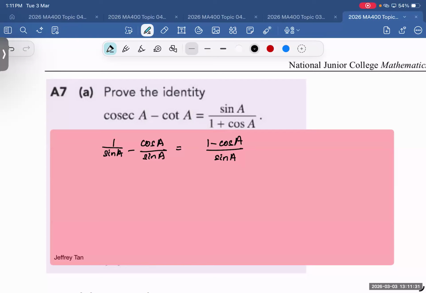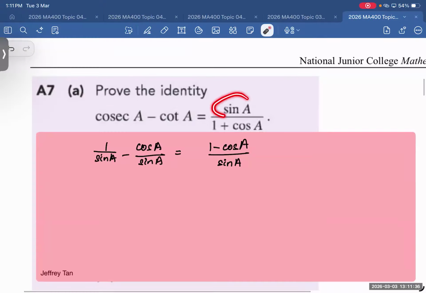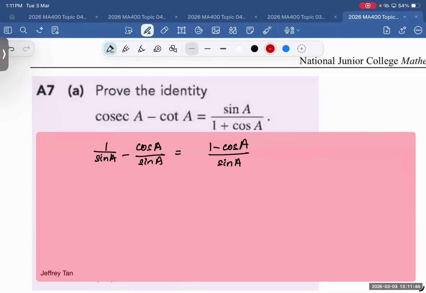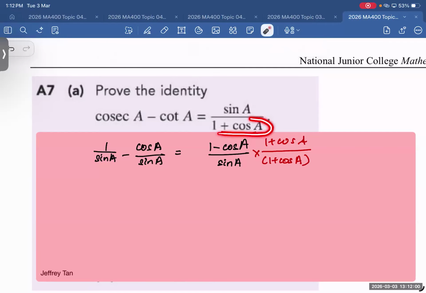Now I look at my endpoint. My endpoint has sine and 1 plus cosine A. So I'm going to do this. Can I do this? Yes, because I have my endpoint in mind. My endpoint has a 1 plus cosine A.